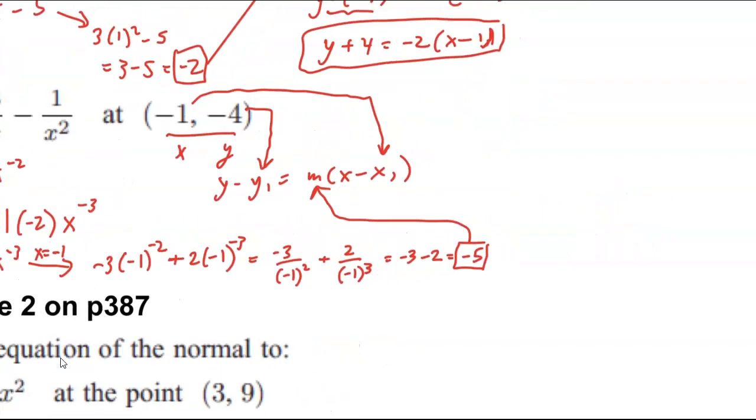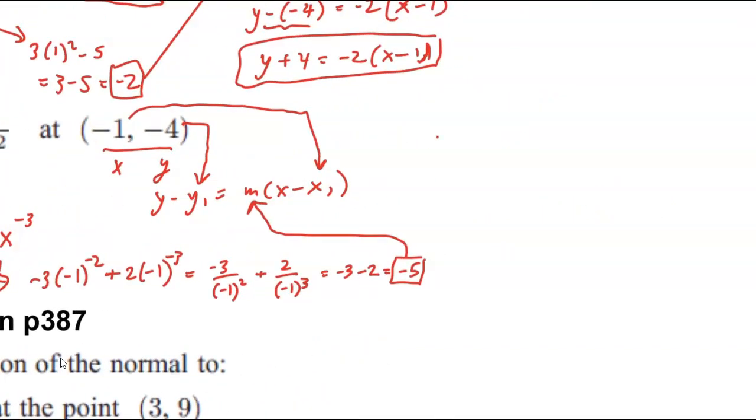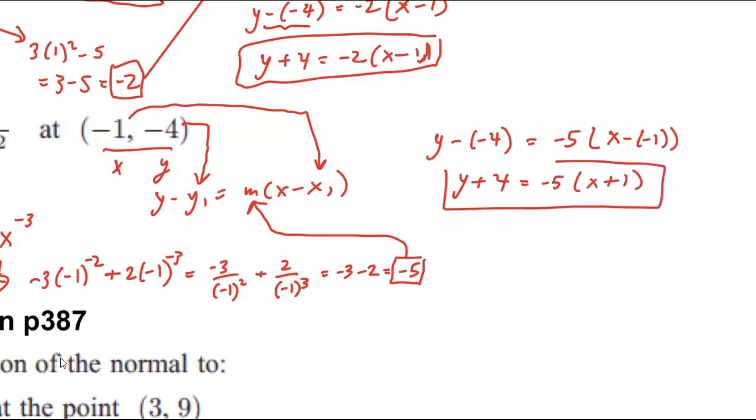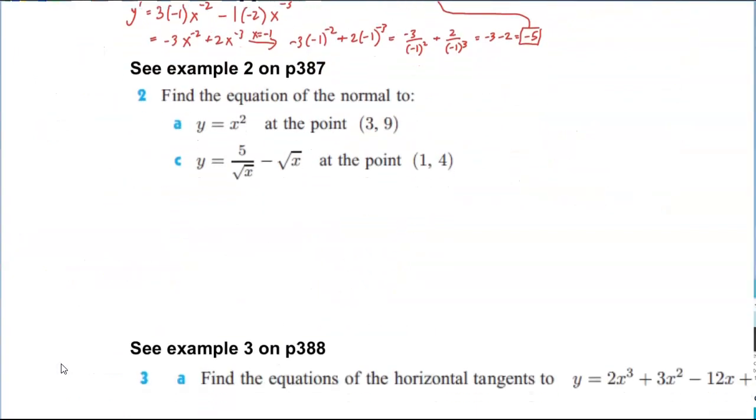Now we can just substitute everything in. Y minus -4 in parentheses, the slope value is -5, and then x minus x1. x1 is -1. So we got y plus 4 equals -5 times quantity x plus 1 is our equation of the line. Okay, let's go down and do the last couple problems.